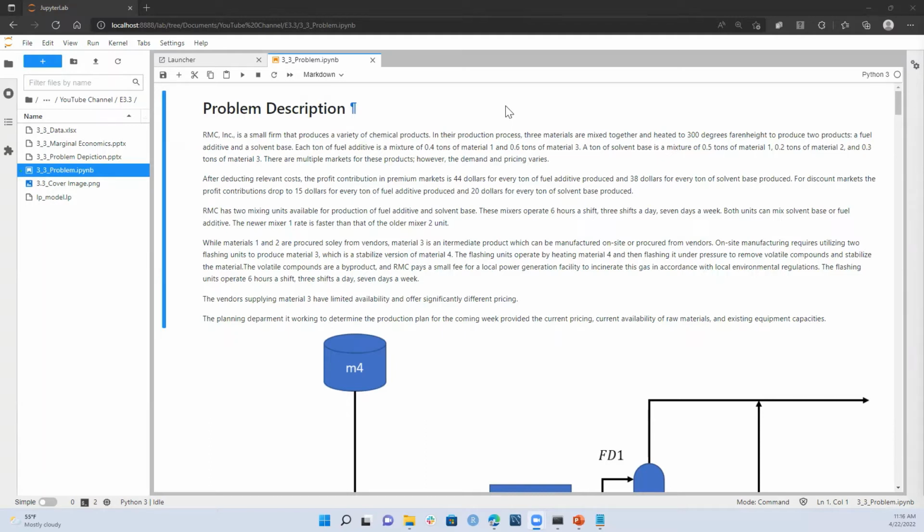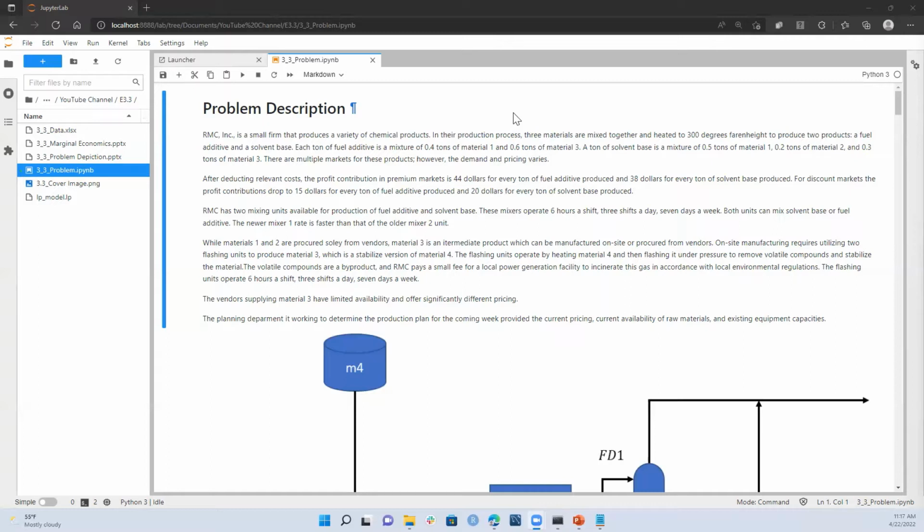Each ton of fuel additive is a mixture of 0.4 tons of material 1 and 0.6 tons of material 3, and a ton of solvent base is a mixture of 0.5 tons of material 1, 0.2 tons of material 2, and 0.3 tons of material 3. There are multiple markets for these products, however, the demand and pricing varies. After deducting relevant costs, the profit contribution in premium markets is $44 for every ton of fuel additive produced and $38 for every ton of solvent base produced. For discount markets, the profit contribution drops to $15 for every ton of fuel additive produced and $20 for every ton of solvent base produced.